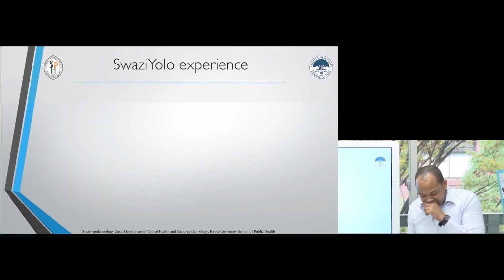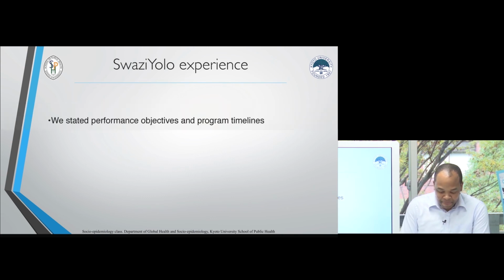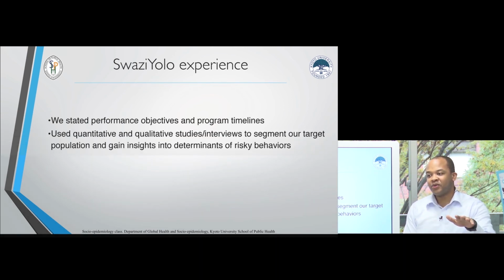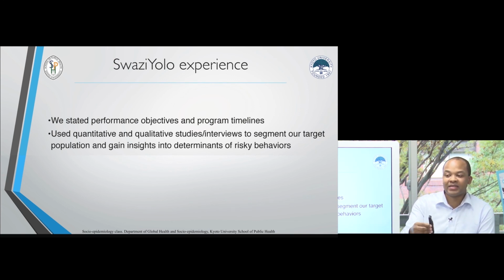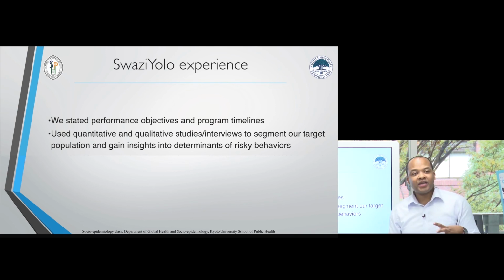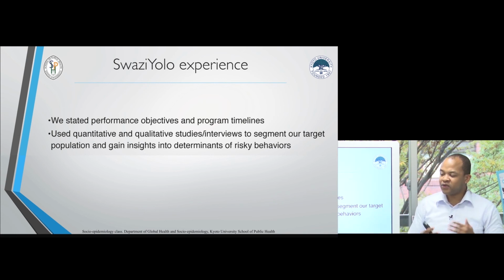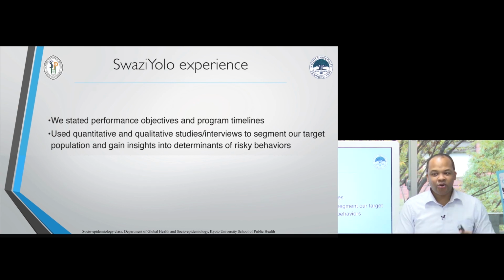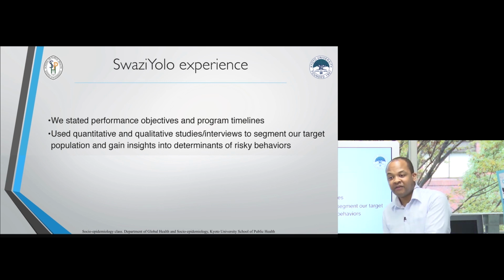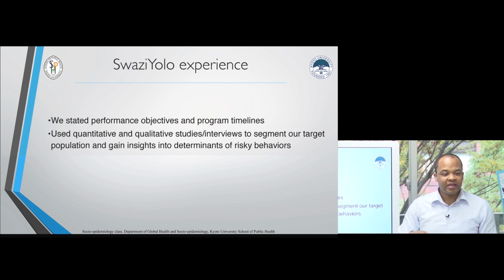Okay. So in our SwaziYolo experience, we stated the performance objectives and we stated them together with timelines. So we wanted to know when they will do this, at what time. And then we used qualitative and quantitative studies, interviews to segment our target population, to gain insights into what we consider to be the determinants of what we wanted to change. In our study, it became very obvious that we needed to focus on perception of risk, because we learned from interviews, from literature, that people were already well aware of the basic facts in Swaziland. They know what HIV is, they know how to get tested, they know how to prevent HIV, for example, using a condom. So people relatively knew these basic facts.